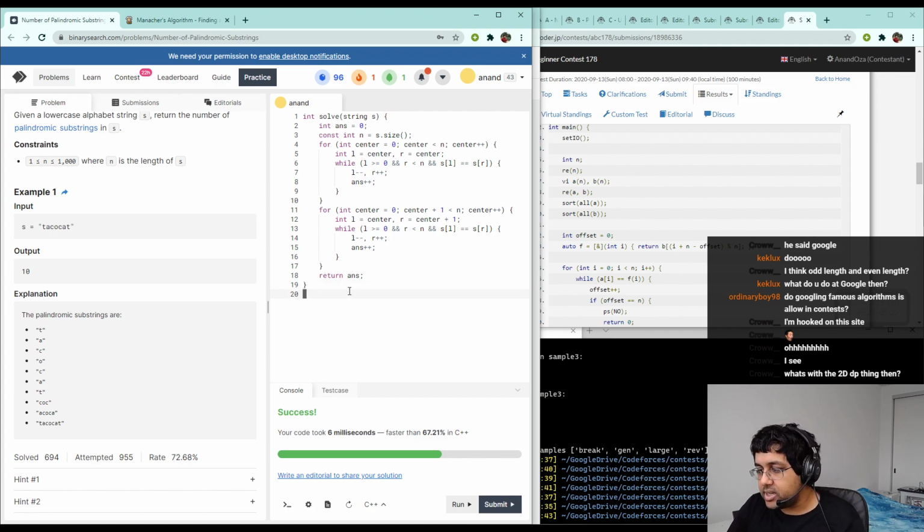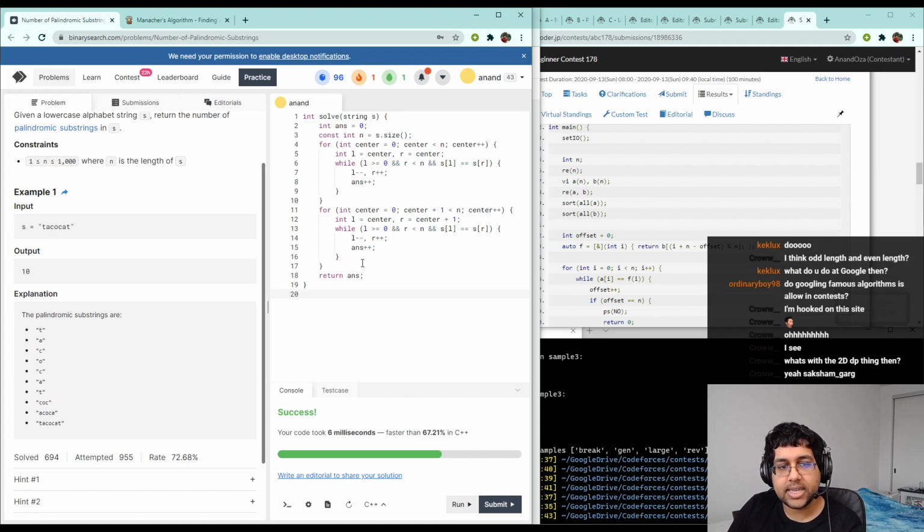What's the 2D DP thing? Did somebody else say to do a 2D DP? Here we're just trying everything, and it works pretty well, and I think this is very clear and easy to understand.